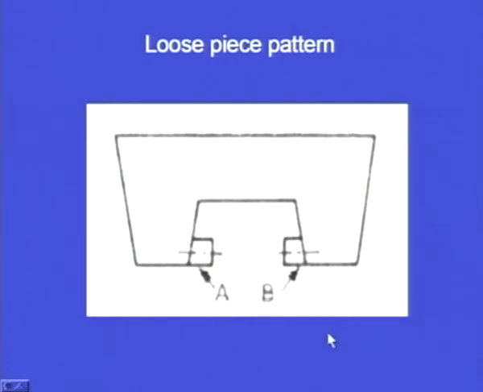We will be withdrawing from the top. This will be molded upside down, then we will withdraw this pattern. So this loose piece pattern has certain advantages. Where some loose details are to be molded, at that time we use loose piece pattern.